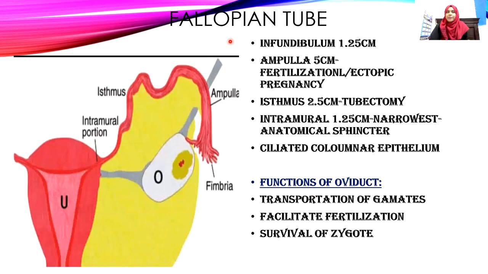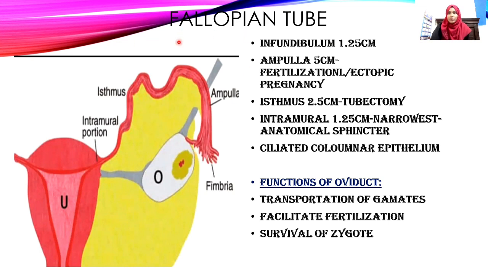Next one, we will see the fallopian tube, or the oviduct, or the uterine tube. So now we will see part by part. The first one is the infundibulum. See, the infundibulum means this portion. It is 1.25 centimeter and it consists of finger-like projections called the fimbriae, which hold the ovary. Okay, so this is the first portion.